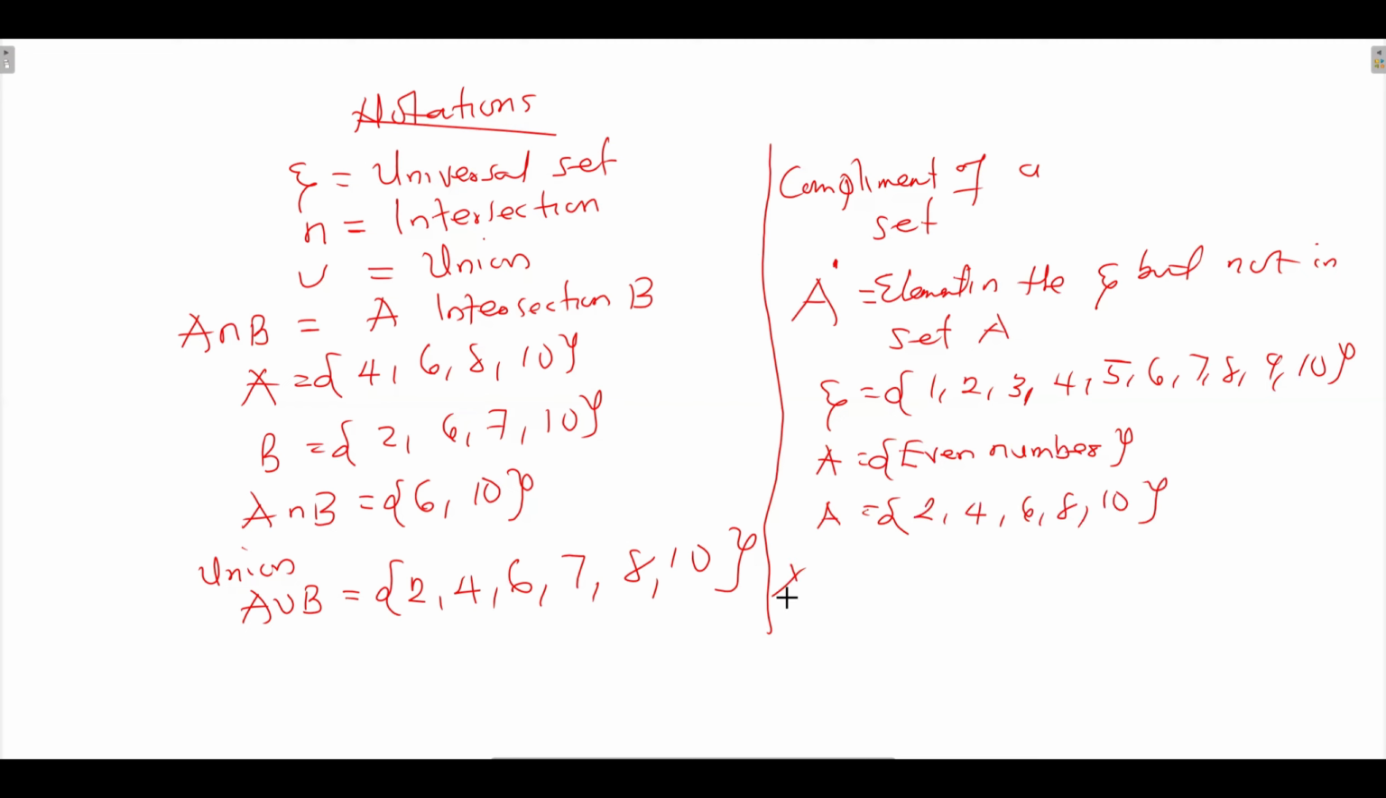Now, if you're looking for the complement, that means the elements that are in the universal set but not in A. In other words, remove all the elements of A from the universal set. So if you take away 2, 4, 6, 8, 10, the elements left will be our A complement: 1, 3, 5, 7, 9. That's the complement of a set.